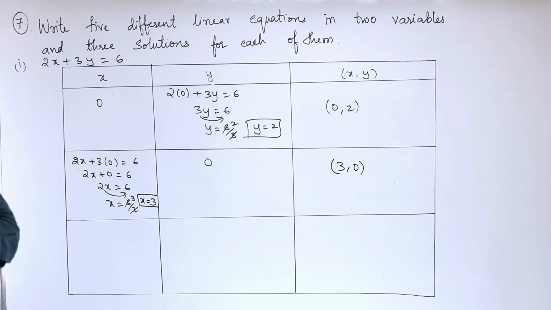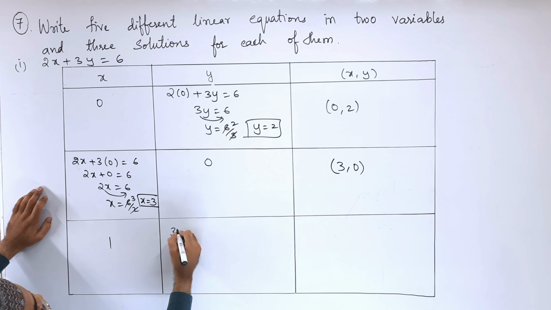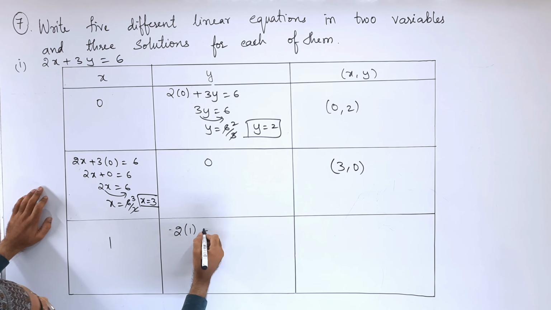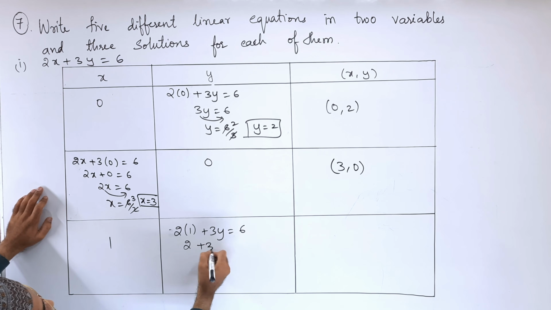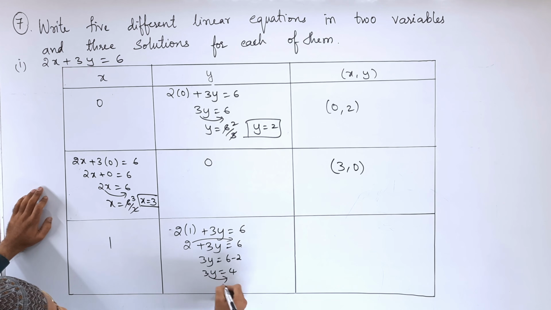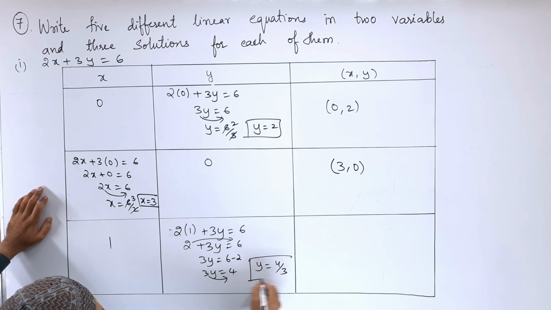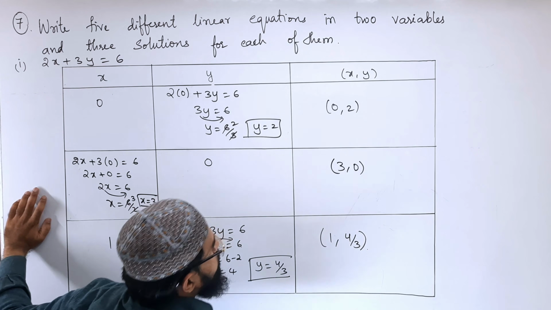Next, let us take x = 1. So x is 1. So 2 into 1 + 3y = 6. 2 ones are 2, plus 3y = 6. 2 goes to that side. So 3y = 6 minus 2. So 3y = 4. 3 goes down. y = 4 by 3. So this is the solution: (1, 4/3).